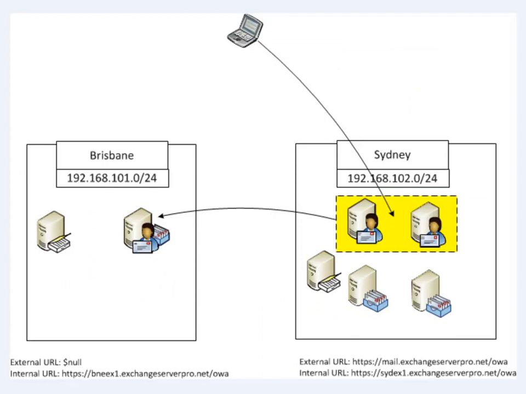Now, with a few minor adjustments to the client access server configurations, we were able to configure the CAS to CAS proxy scenario for services such as Outlook Web Access, so that with the external URL defined in the Sydney site on both our CAS array members, and the external URL left blank in the Brisbane site for the client access server, an incoming client would connect first to Sydney on mail.exchangeserverpro.net and then be proxied across to the Brisbane location for access to their mailbox.